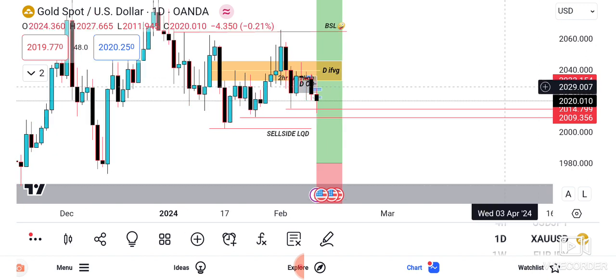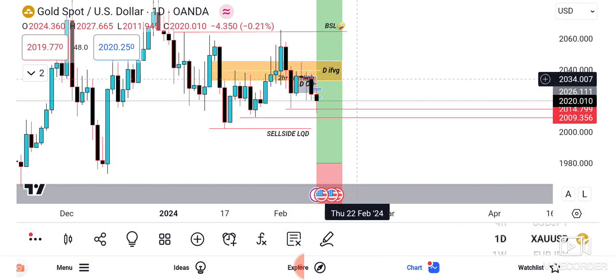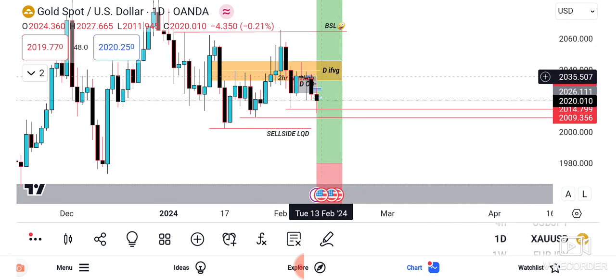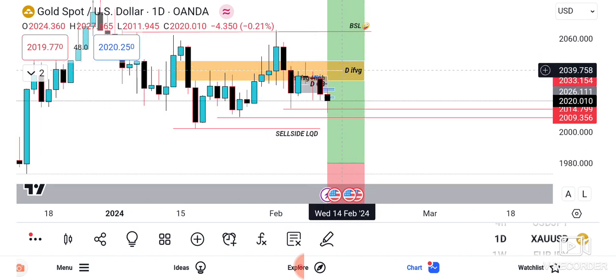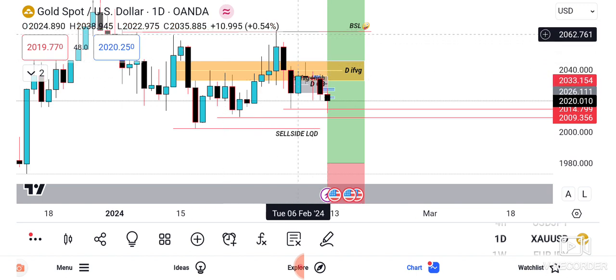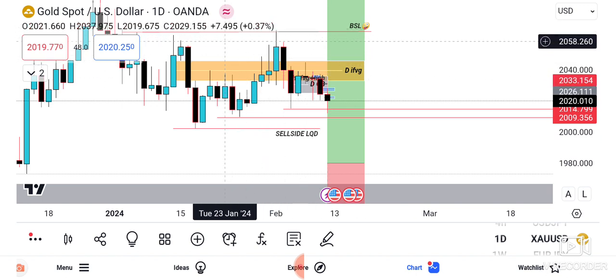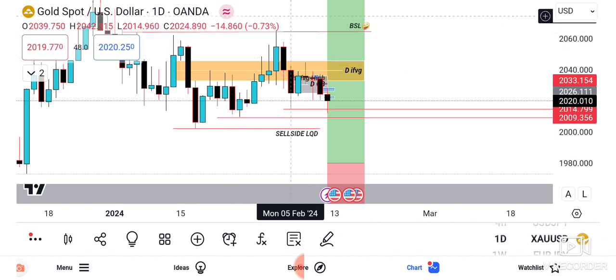So over here, what I noticed is we have this daily inversion fair value gap. As you can see from last week, the candles were respecting the midpoint of this orange zone, after liquidity had been taken. I talked about this on my previous video before this.